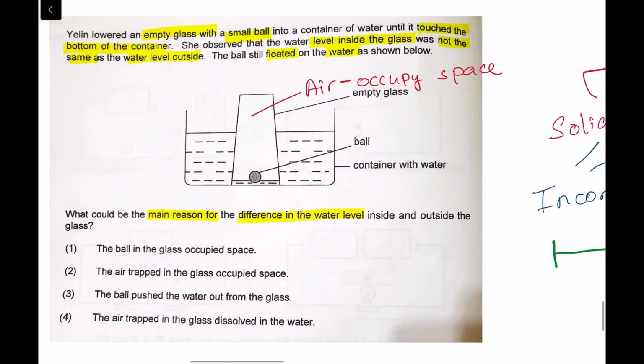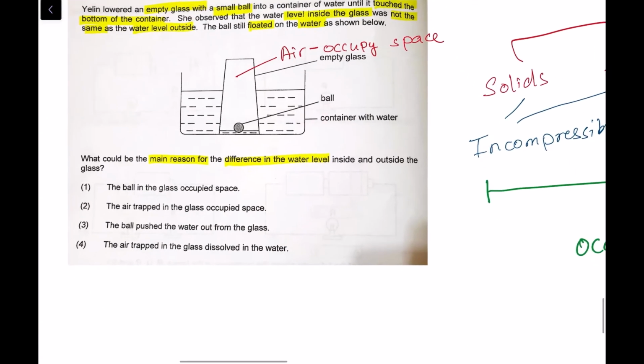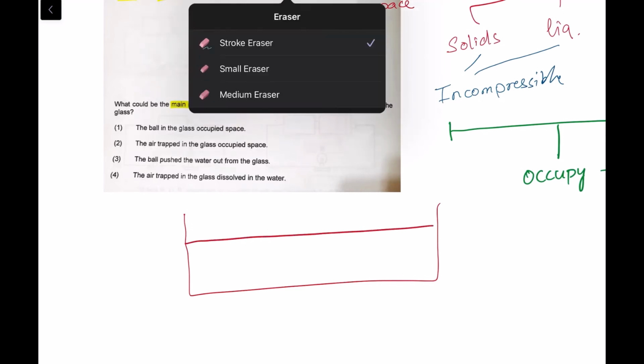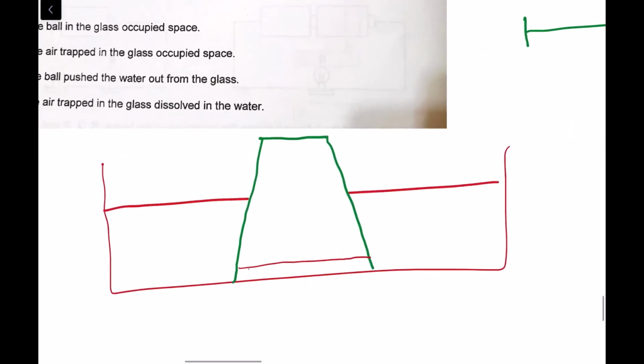So in this scenario, when this glass was put inside this container, okay, let me draw it out. Here we have a container filled with water. This is the original state. And then when this cup, this glass, was put inside, some water was able to enter the glass. However, the water level remained relatively lower. Now we have to explain this difference.